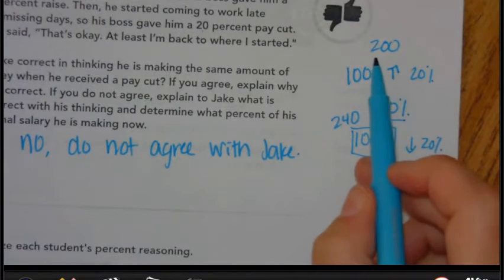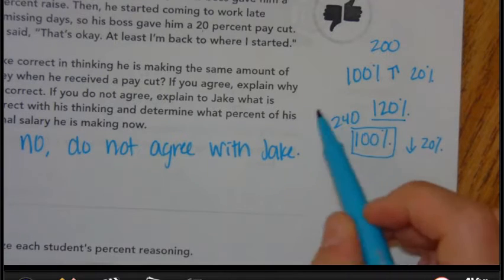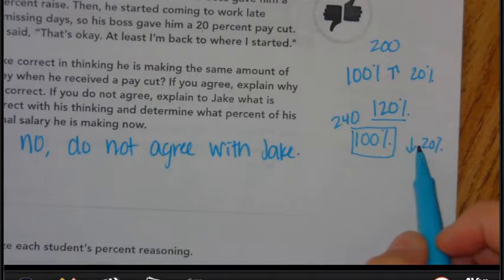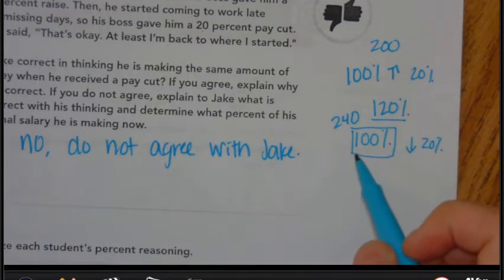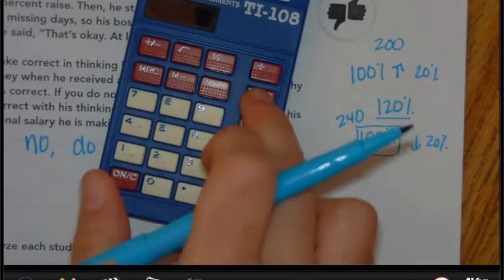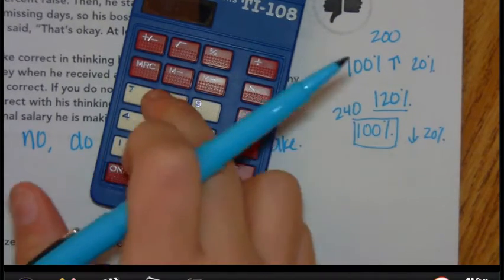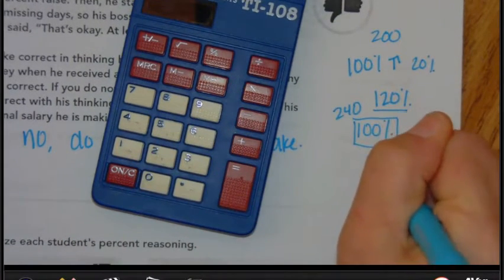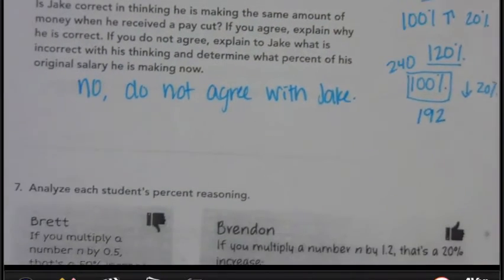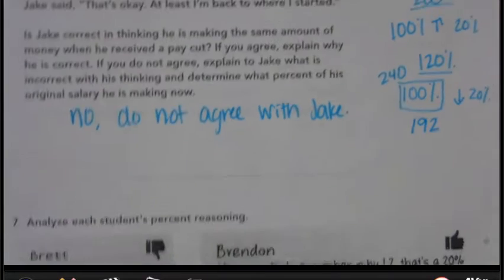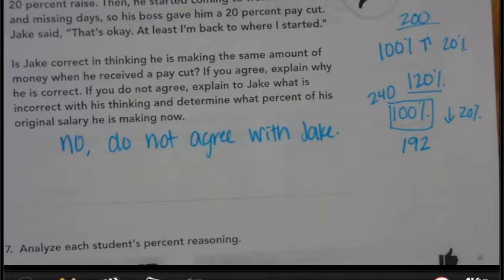Because 200 times 0.2 is 40, and this is my new total, now I'm making $240. So Jake's like, okay, a 20% pay cut, I'll go right back to 200 in this example. Let's take a look. 240 times 0.20 is minus $48. So what's 240 minus $48? That's 192. Is he back where he started at the original 200? No, he's actually under the original 200. So he's going to be making less than what he started with before he was given his pay increase. He lost money in that situation.